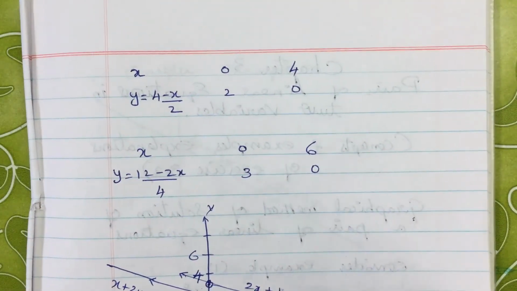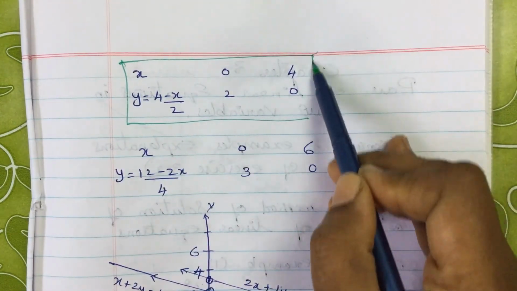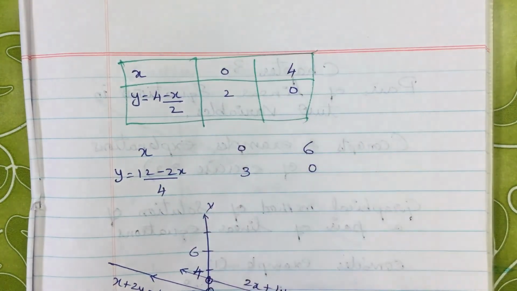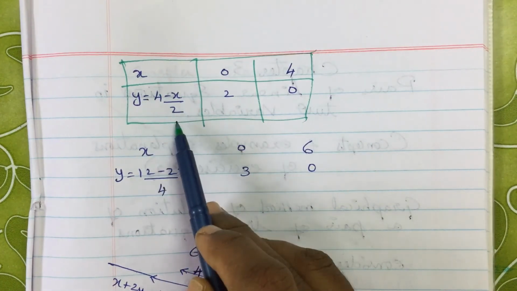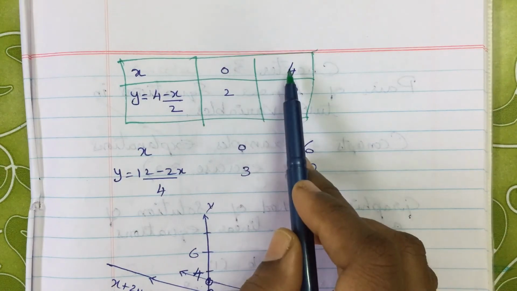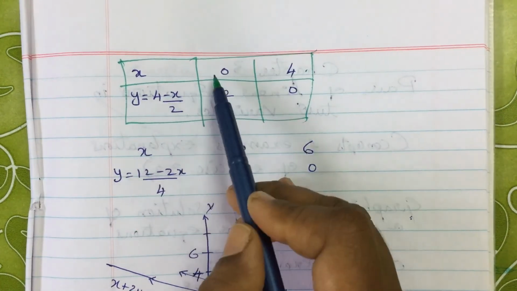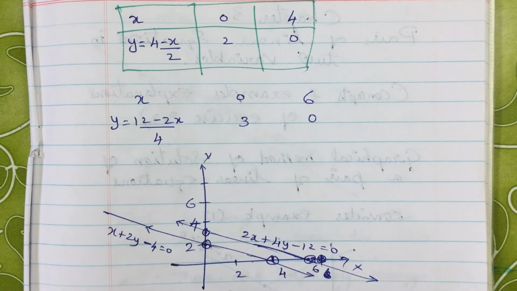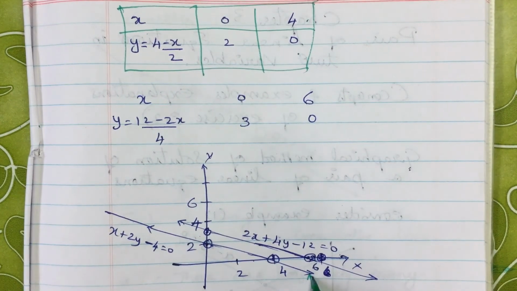Following a similar procedure, I am putting a table and finding out the x and y values. From the equation I found y is equal to 4 minus x by 2. I put x as 0, I got y as 2. Similarly, when I put y as 0, I got x as 4. The points are 0, 2 and 4, 0. So this is my first line.